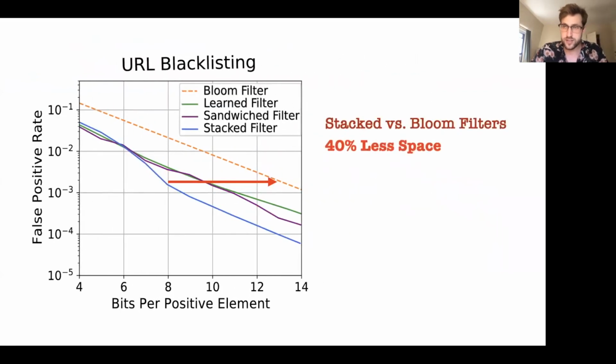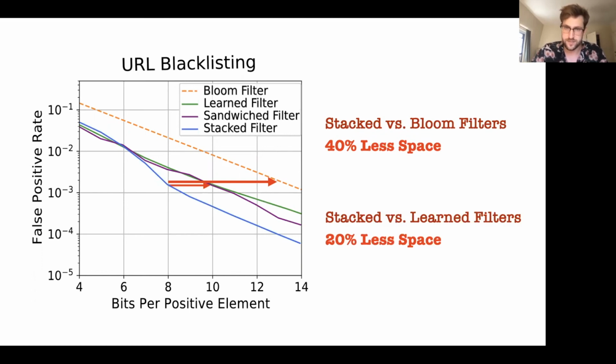If we look at stacked filters in comparison to Bloom filters at a fixed false positive rate, we see that stacked filters use as much as 40% less space. In comparison to learned filters, they're still using 20% less space. Alternatively, if we fix their space usage and look at the false positive rate, we see that stacked filters achieve a 100x better FPR than Bloom filters and a 3x better FPR than learned filters.